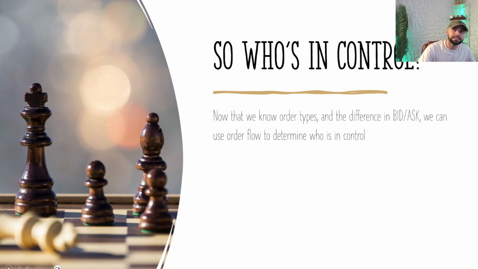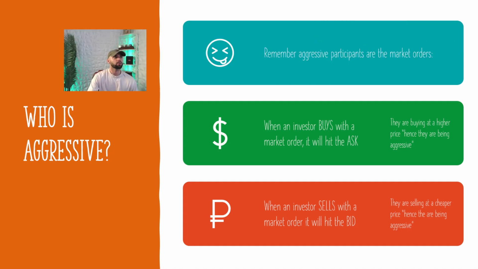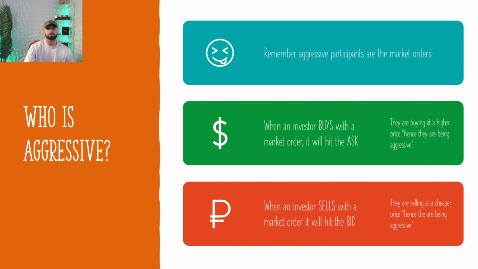So who is in control? How do we know who's in control based on what we just said? Now that we know the order types and the difference between the bid and ask, we can use order flow to determine who is in control. So who is aggressive? What are aggressive participants? Remember, aggressive participants use the market order. When an investor buys with a market order, they want to get in right now, and it will hit the ask.